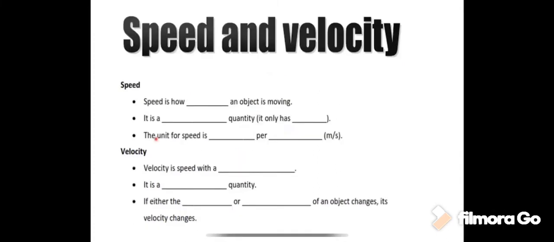So we're going to talk about speed and velocity. First, speed. Speed is how fast an object is moving. It is a scalar quantity. It only has size. The unit for speed is meters per second. Second, velocity. Velocity is speed with a direction. It is a vector quantity. If either the speed or direction of an object changes, its velocity changes.